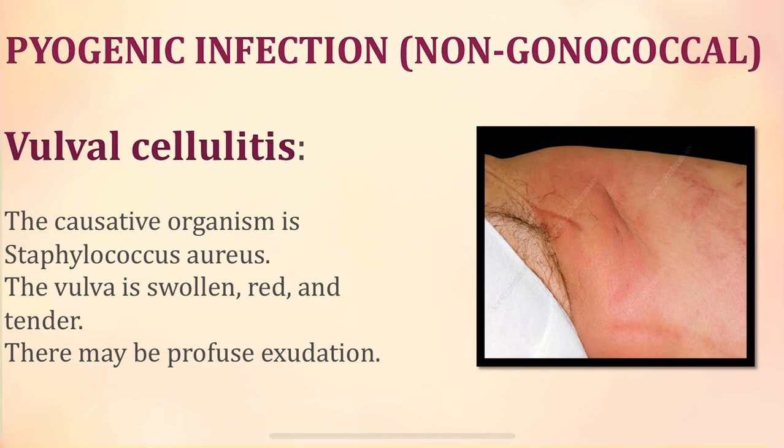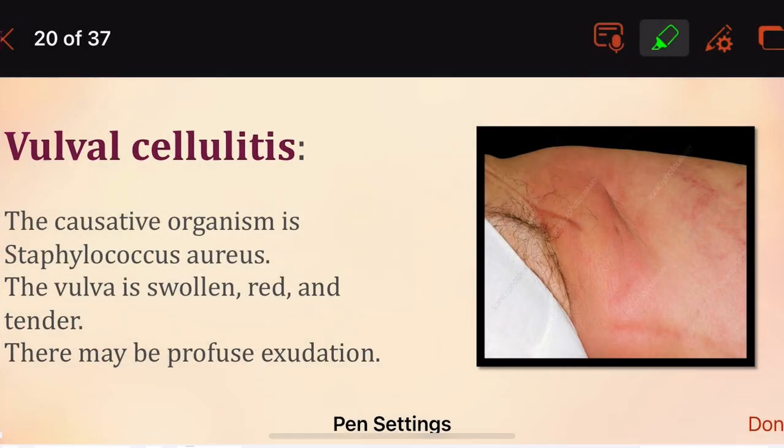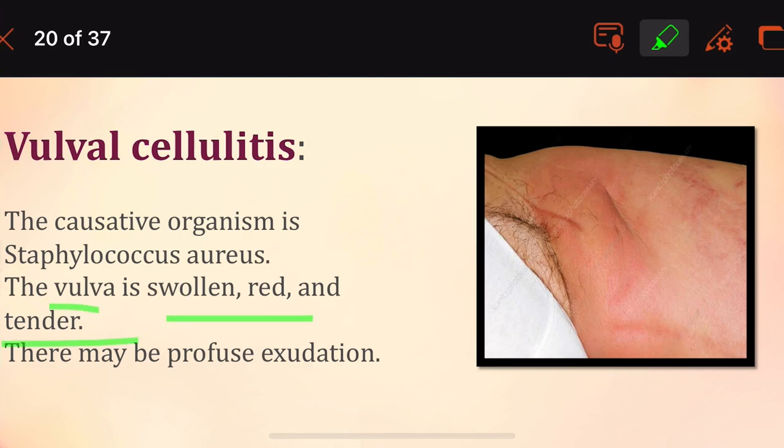The vulval cellulitis. The causative organism of vulval cellulitis is Staphylococcus aureus. In vulval cellulitis, the vulva will be swollen, red and tender. It's going to be very painful. And there will be profuse exudation present here.